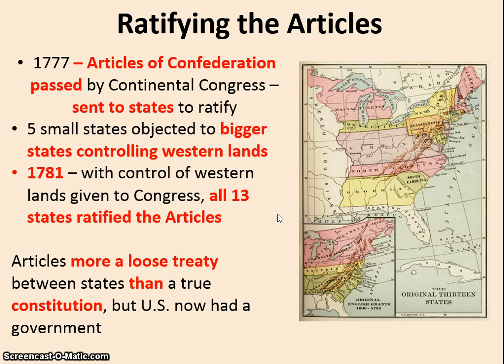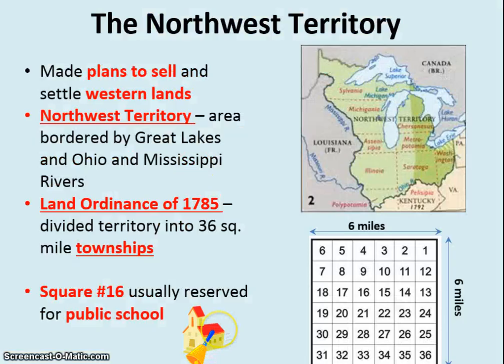Now, the Articles of Confederation was really not so much a constitution as a loose treaty or agreement of friendship between the states. But at least now the U.S. did have a government. And one of the first issues that government would deal with was the selling of the Northwest Territory. And the Northwest Territory was their western territory that was outlined by the Great Lakes to the north and the Ohio and Mississippi rivers. So it sort of forms a rough triangle here in the northern area.